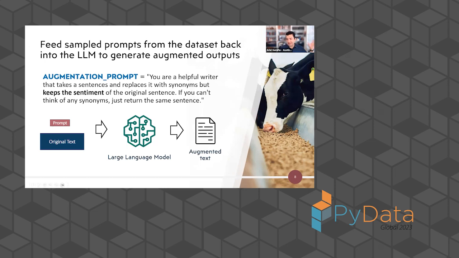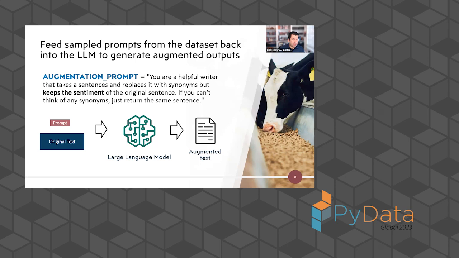Again, I take the original text, which are the tweets that you saw. I add this prompt to say, hey, give me something similar, but maybe change synonyms or change something in it so I can use it as training data. And I do that with a large language model, which allows me to then get more augmented data.